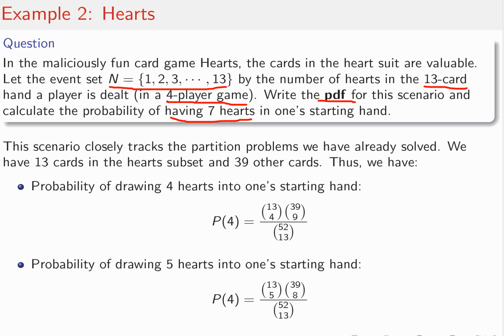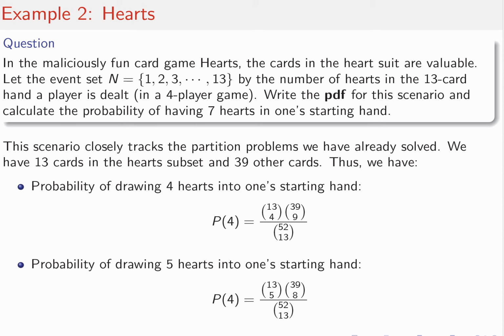Now, as you know, if you've played the game, hearts are kind of a penalty that you play on the other players. So that's the malicious part of the fun game, hearts. And if you have 7 hearts, depending on how you like to play the game, that could be a really good thing. More hearts is better for you, not your opponents, but for you. Again, depending on how you like to play the game.